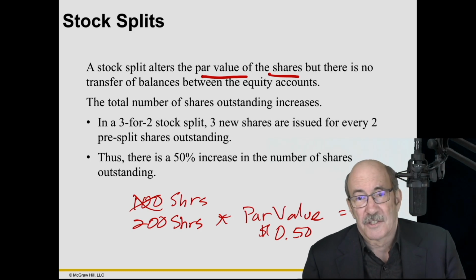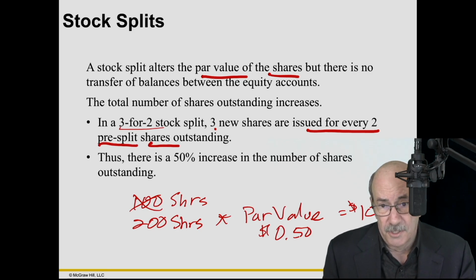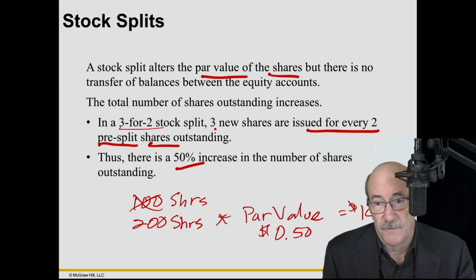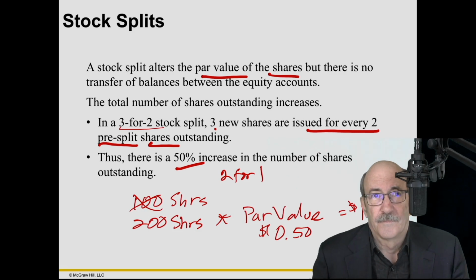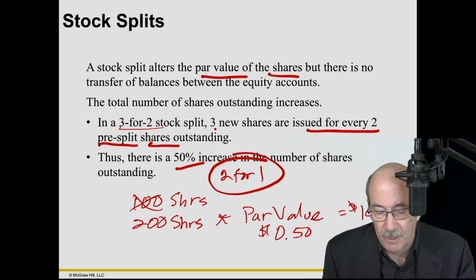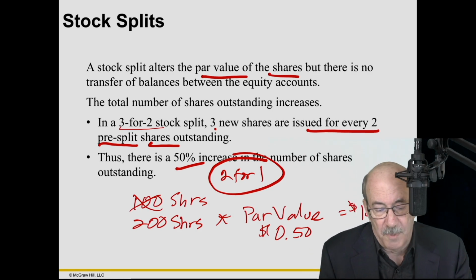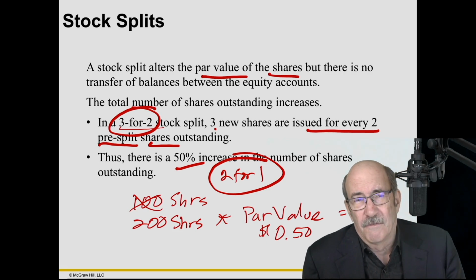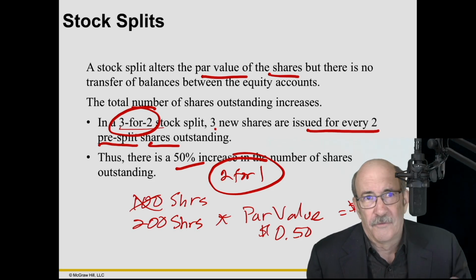Regardless of what kind of stock split we do, here in this example, it's a 3-for-2. So 3 new shares are issued for every 2 pre-split shares. So that causes a 50% increase. The example I just gave you is actually called a 2-for-1, which is actually the most popular factor to use. The second most popular is a 3-for-2, and then you have 3-for-1s, 4-for-1s, 5-for-1s. All of those are much less frequently observed.